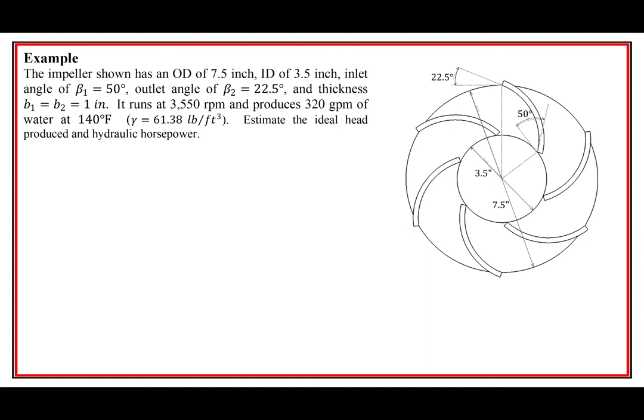So I created an impeller that looks like this, that has an outside diameter of 7.5 inches, an inside diameter of 3.5 inches, and an inlet angle here of 50 degrees and an outlet angle of 22.5. The thickness is the same, both at the inlet and the outlet, of 1 inch. So that's the dimension out of the page. I have it running at 3,550 RPM and producing 320 gallons per minute.